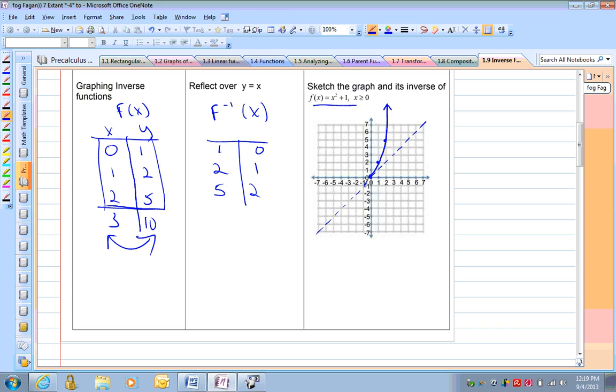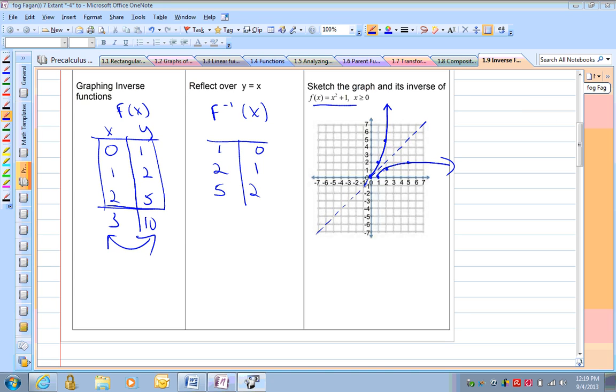So at 1, we're 0. At 2, we're 1. And at 5, we are 2. All right, so let's see if we graph that. Looks like that. And again, it looks like that would create our inverse function.